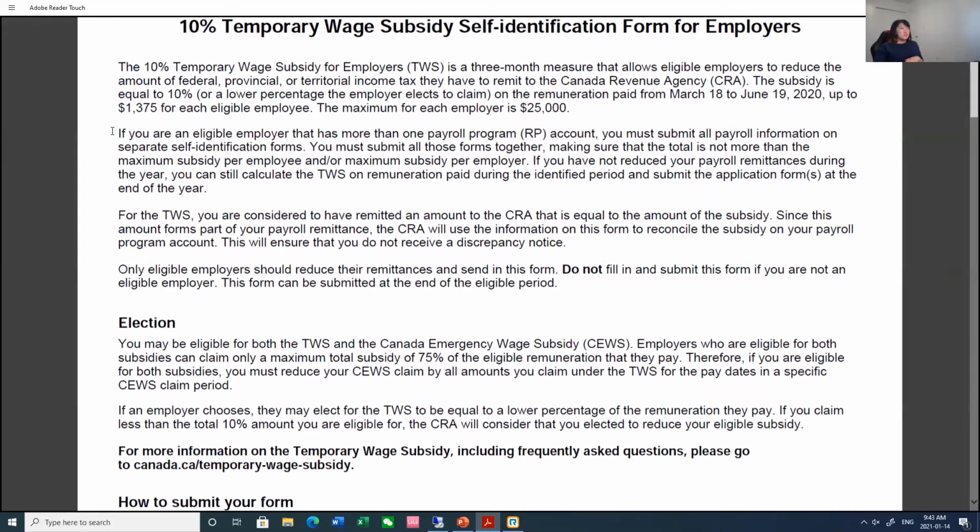The one thing you need to be careful of is if you are an eligible employer that has more than 1 payroll program account, you must submit all payroll information on separate self-identification forms. And you must submit all those forms together, making sure that the total is not more than the maximum subsidy per employee and the maximum subsidy per employer. The maximum subsidy per employee is $1,375, and the maximum per employer is $25,000. So please keep those numbers in mind when you're completing the form.